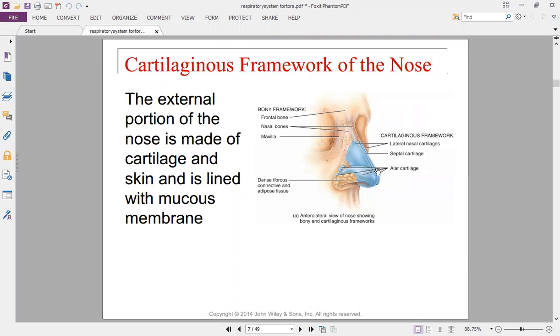Your nose is actually made up of cartilages. These are the alar cartilages. They lay along in your nose, sorry, not lungs, in your nose. And this is the septal cartilage at the center. Then there are two lateral nasal cartilages. These are just cartilaginous structures. There is a dense fibrous connective adipose tissue at the end of here. This is the bony framework of your nose: the frontal bone, the nasal bones, and the maxilla.